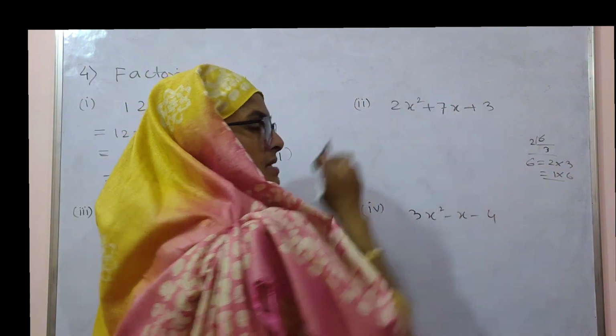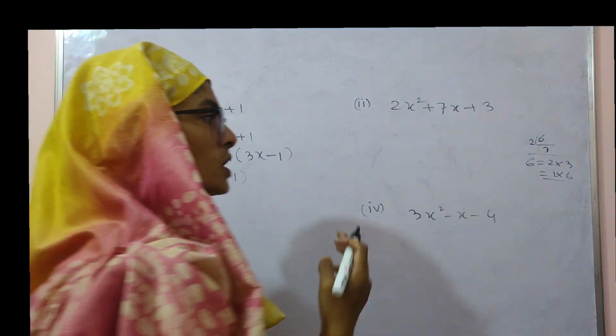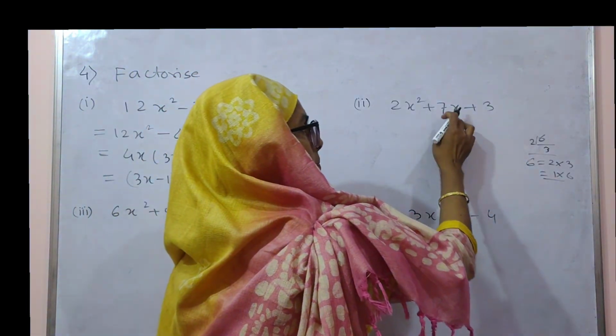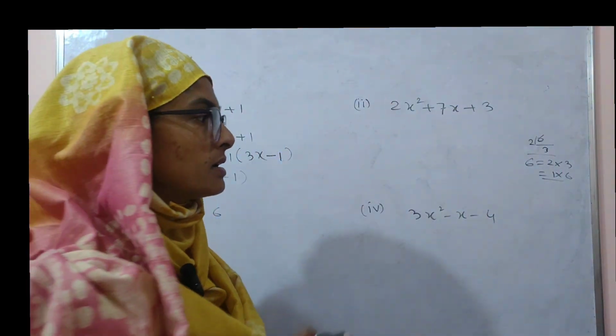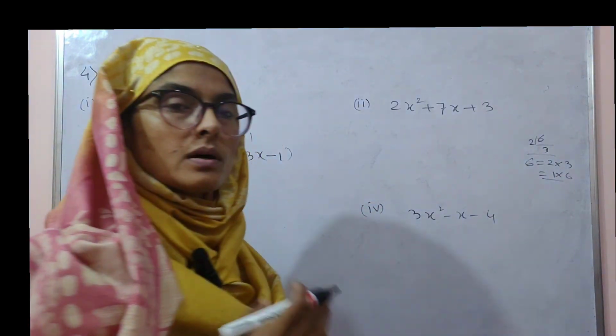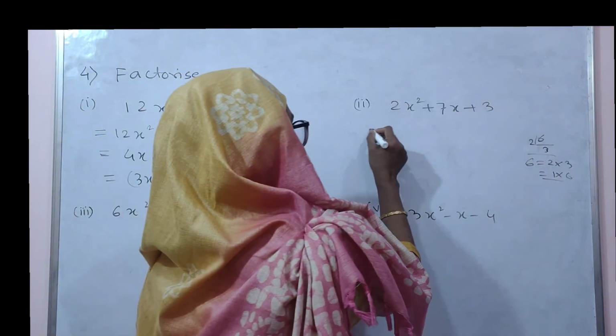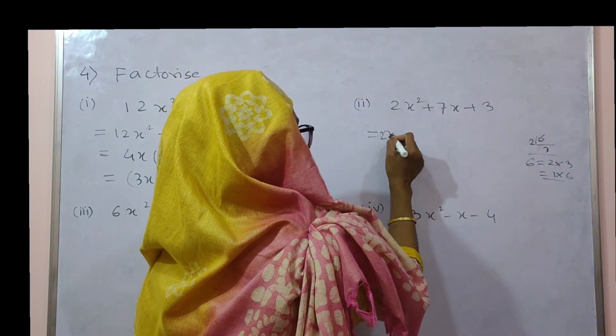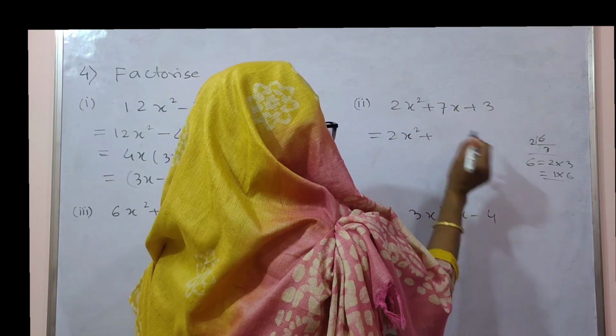So here the symbol is plus, so you have to add. 2 plus 3, you will get 5, so you cannot write 2 and 3. But 1 plus 6 equals 7, so you can write 1 and 6. 2x square plus 1x.